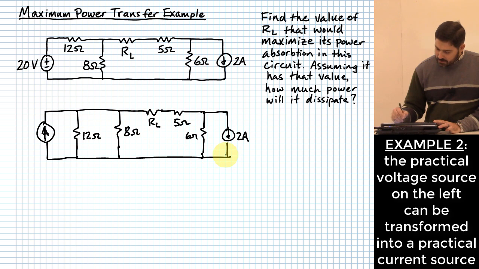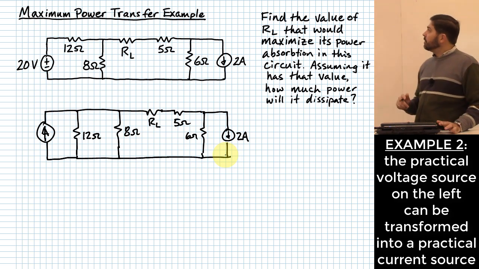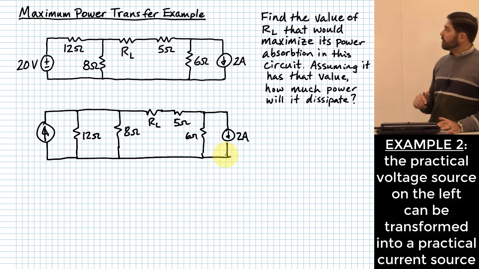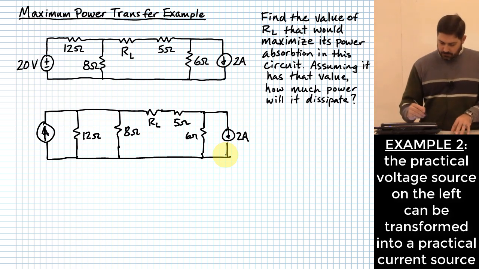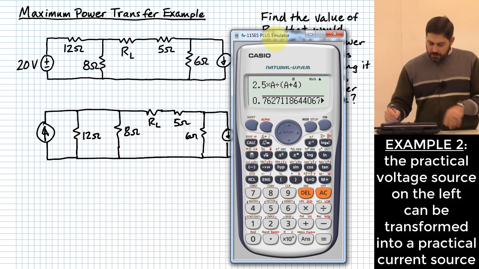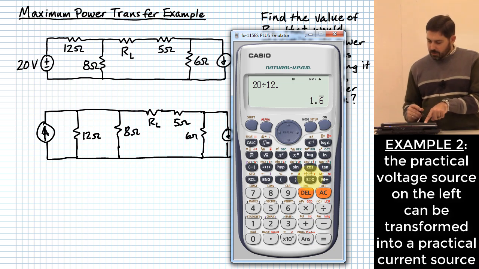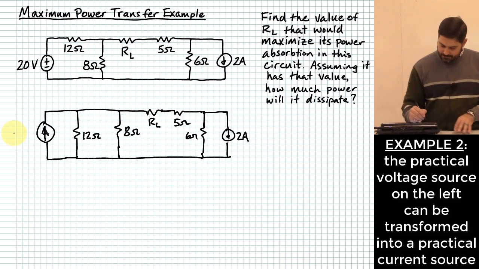Okay, now to complete out this equivalent circuit, what do I put in for my current source over on the left? What I'd want to do is essentially take that voltage 20 and divide it by 12. That's 1.6667 amps.